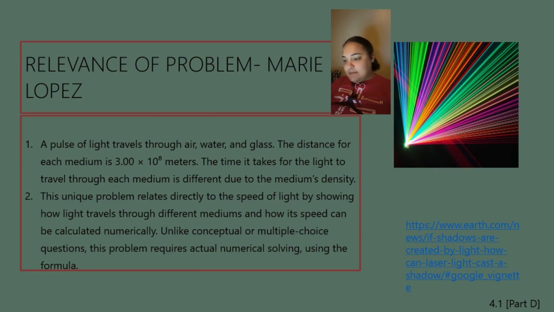Alrighty, this is my relevance of problem for the speed of light. A pulse of light travels through air, water, and gas. The distance for each medium is 3.00 times 10 to the eighth power meters. The time it takes for light to travel through each medium is different due to the medium's density. This unique problem relates directly to the speed of light by showing how light travels through different mediums and how its speed can be calculated numerically. Unlike conceptual or multiple choice questions, this problem requires actual numerical solving.